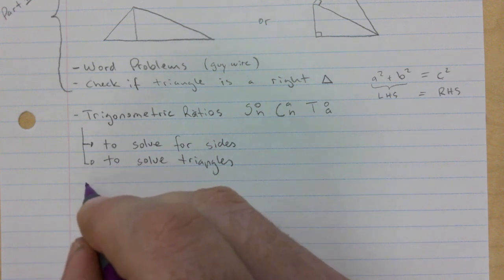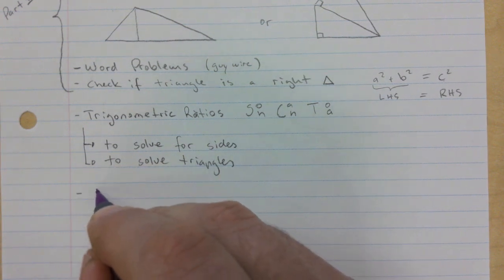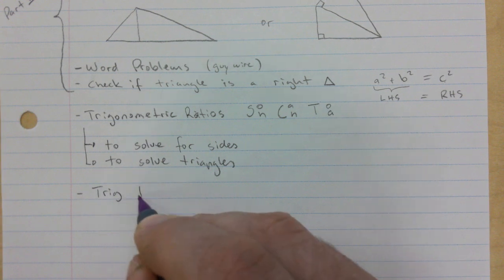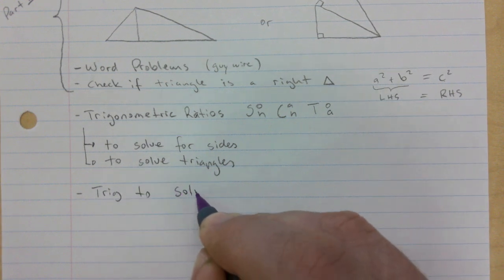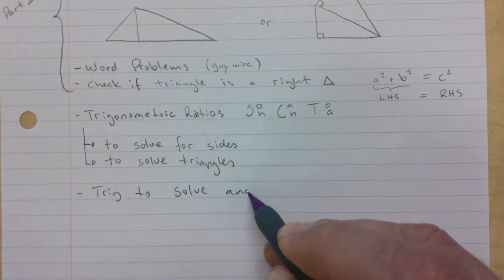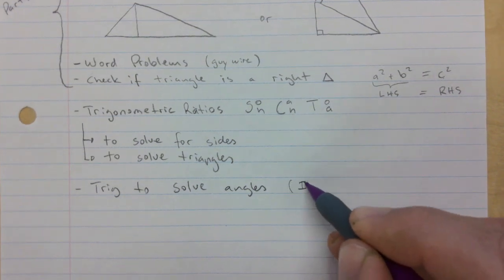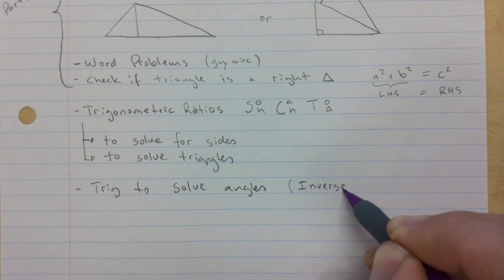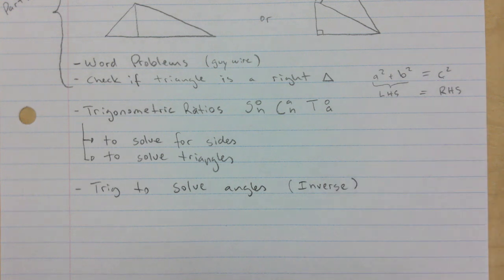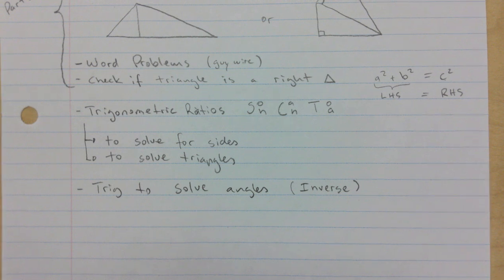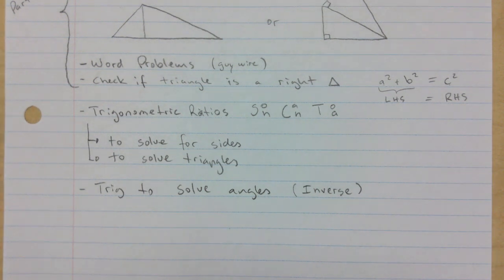So trig to solve angles. We're going to do that. This is called the inverse. If this doesn't mean anything to you, don't worry. I'm going to go over it down the road. But we're going to use trig. We're going to use Sohcahtoa.